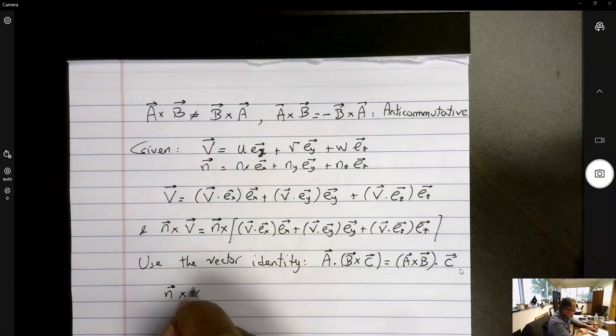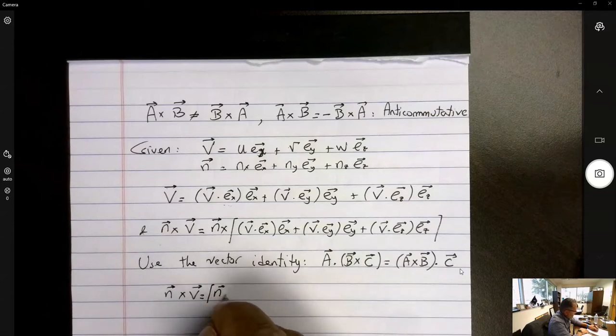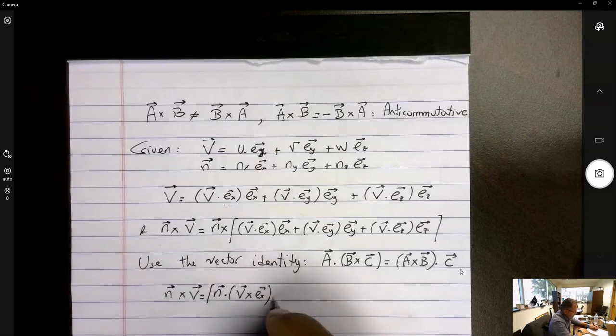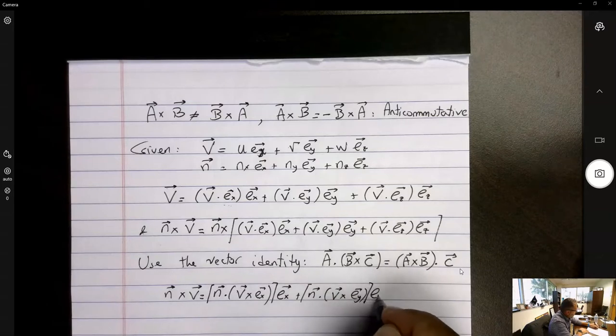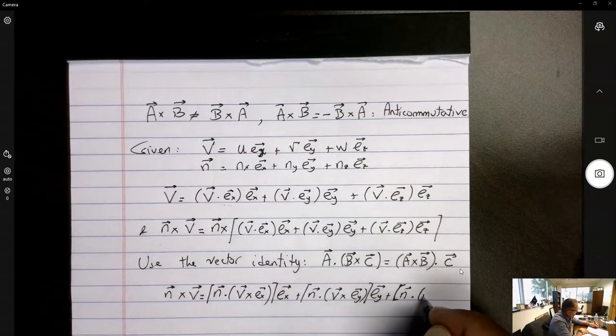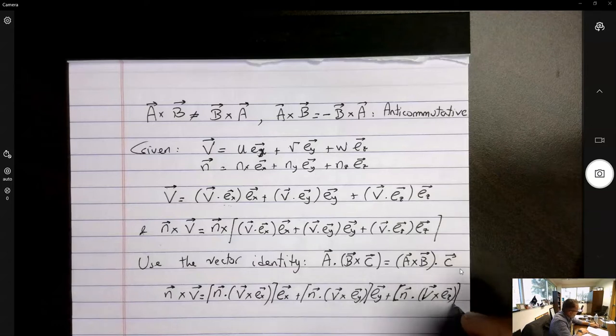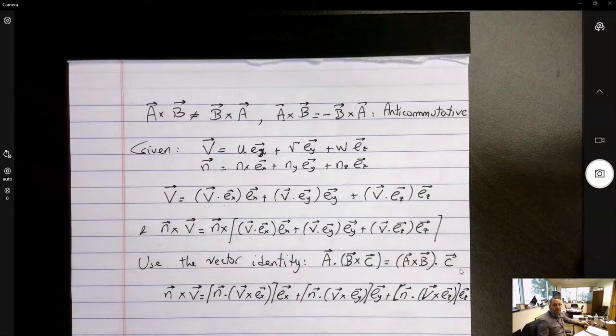So n cross V, I'm going to take this form up here, and I'm going to modify it slightly to show that this is n dot V cross ex in the x direction, plus n dot V cross ey in the y direction, plus n dotted into V cross ez in the z direction. Okay, same thing.